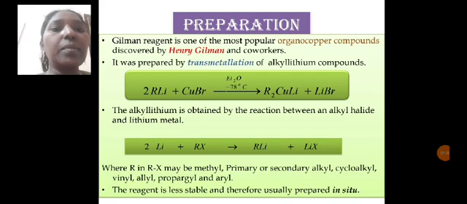The alkyl lithium is obtained by the reaction between alkyl halide and lithium metal. 2 moles of lithium is treated with alkyl halide and it forms alkyl lithium along with lithium halide, where R in RX may be methyl, primary or secondary alkyl, cycloalkyl, vinyl, allyl, propargyl and aryl. This reagent is less stable and therefore usually prepared in situ.